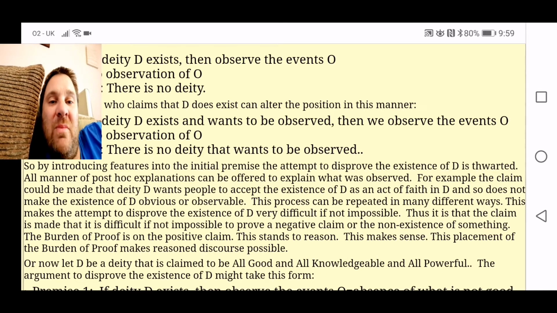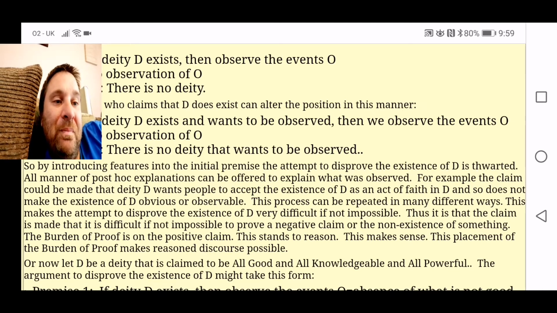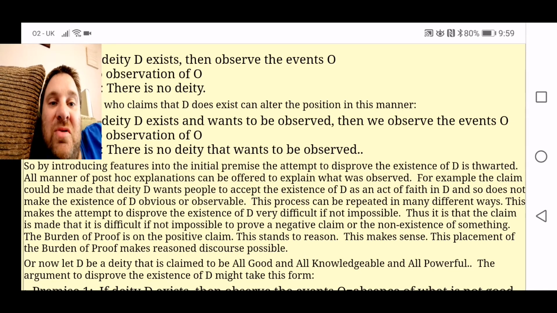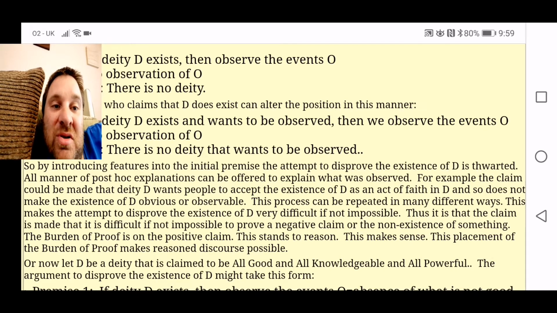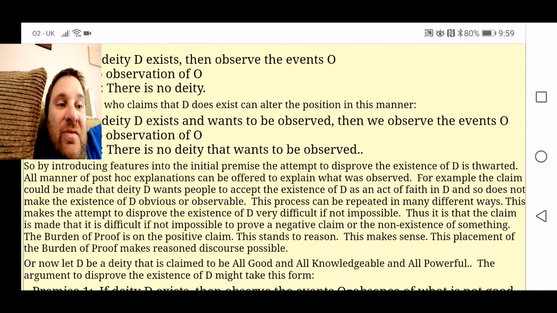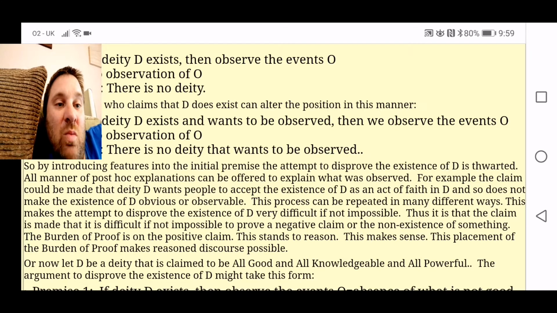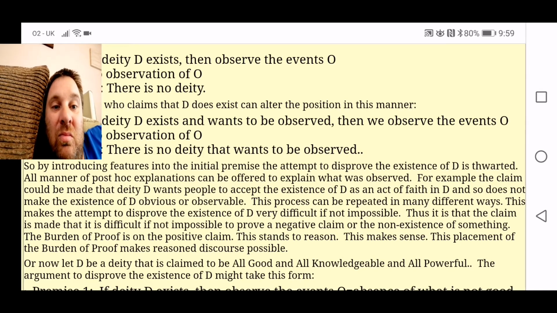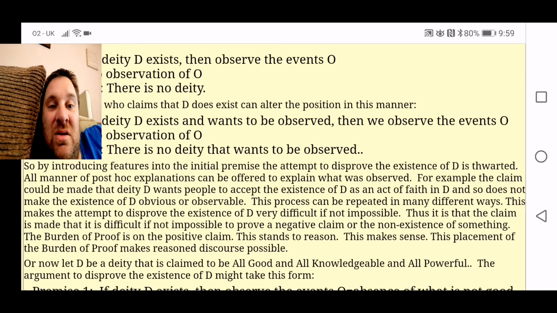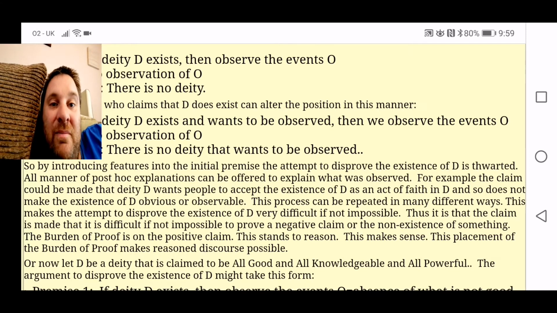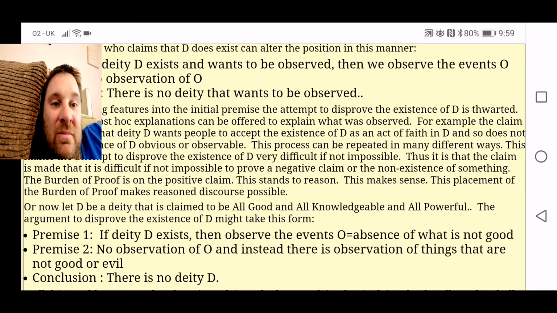So we could say the same thing about the globe. By introducing features into the initial premise, the attempt to disprove the existence of the globe is thwarted. All manner of post hoc explanations can be offered to explain what was observed. For example, the claim could be made that the globe wants people to accept the existence of the globe as an act of faith, and so does not make the existence of the globe obvious or observable. Yeah, well, you know what I mean.